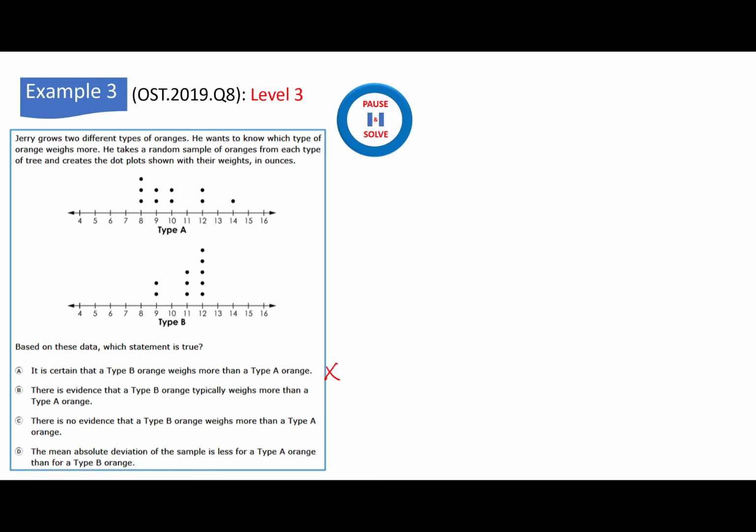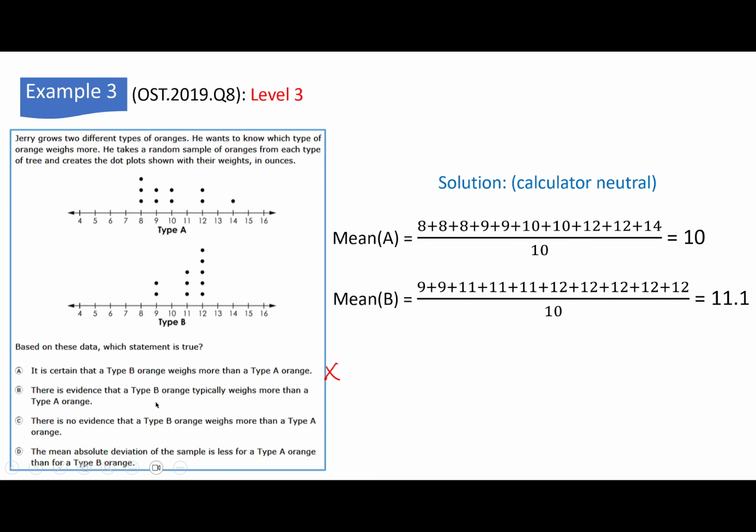But if you look at type B, there is evidence that a type B orange typically weighs more than a type A. So I like to do the mean of both A and B. I get 10 here, I get 11.1. So the mean for the second one is here, okay? And the mean for the first one is right here, okay? So obviously this mean is larger than this. This is larger than this, okay?